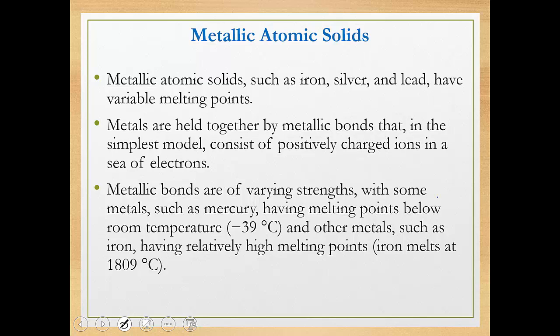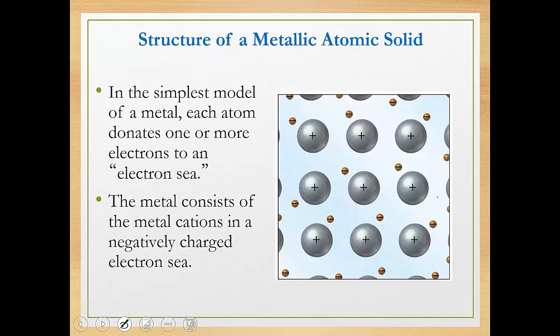So depending on the ratio of positive charges to amount of sea of electrons, you get bonds of varying strength. For instance, mercury has a melting point below that of room temperature, negative 39 degrees Celsius. Mercury is the only metal that's a liquid at room temperature. You have other metals like iron that have very high melting points, relatively speaking. It's about 1800 degrees Celsius to melt iron. So you get a wide range of melting points and boiling points for metallic atomic solids.